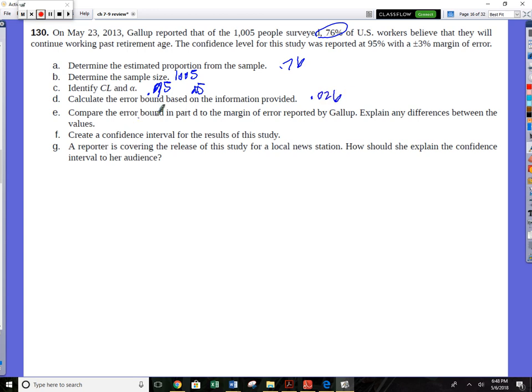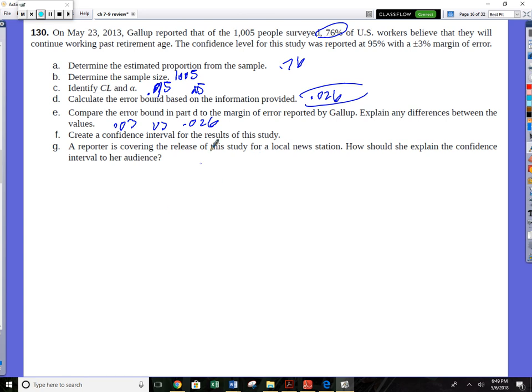Compare the error bound to what we found, to what the Gallup poll said it was, 3%. So 0.03 versus 0.026. So they just rounded up. 2.6 is close enough to 3, so they rounded up. Create a confidence interval, and we did that. So a reporter is covering the release of this study to the news. How should she explain the confidence interval to her audience?